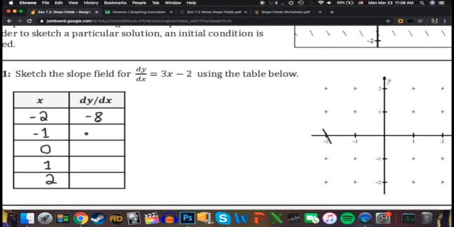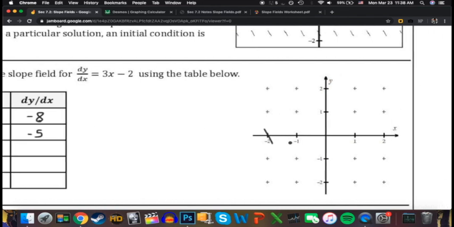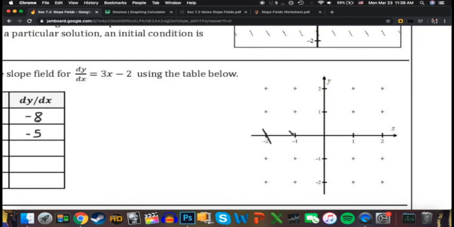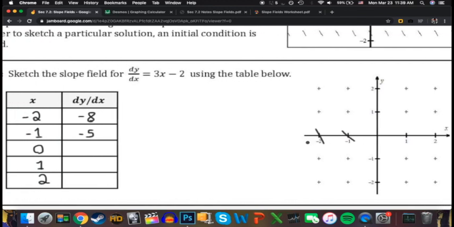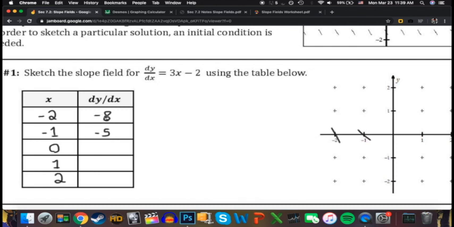So if I plug in -1, that's going to be a -5. So my slope may look something like this. And it's okay if your lines aren't exact, as long as you get a general idea on the direction of it. You know, if it's negative, it's going to be pointing down to the right. And as you get higher in your negative values, they're going to be more vertical as a result.